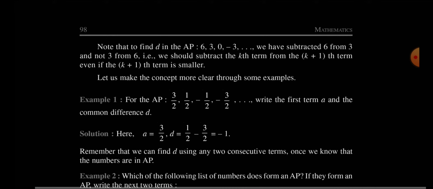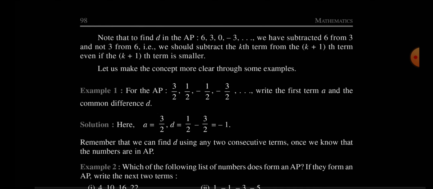Note that to find d in the AP 6, 3, 0, minus 3, we have to subtract 6 from 3 and not 3 from 6. We should subtract the kth term from the (k plus 1)th term, even if the (k plus 1)th term is smaller. Let us make the concept more clear through some examples.